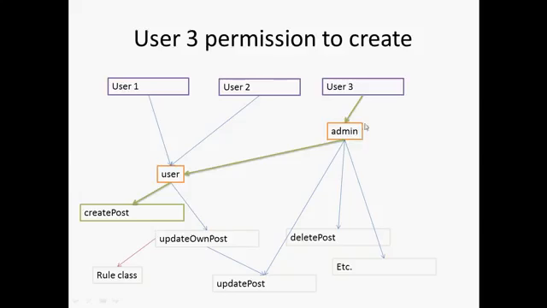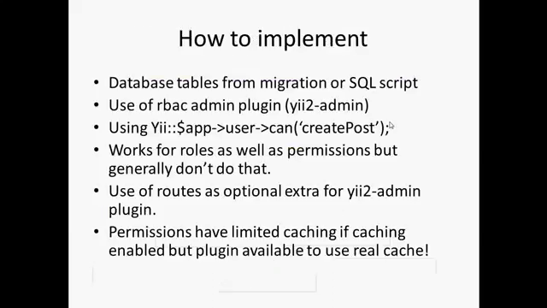then say, is this a role the user is a member of? And the answer is yes. So in this example, the user 3 will be given permission to create the post. So how do we implement this?